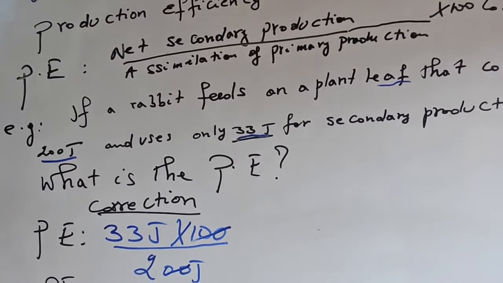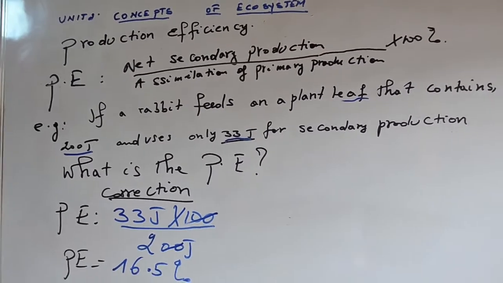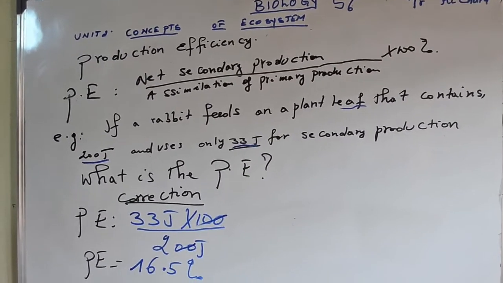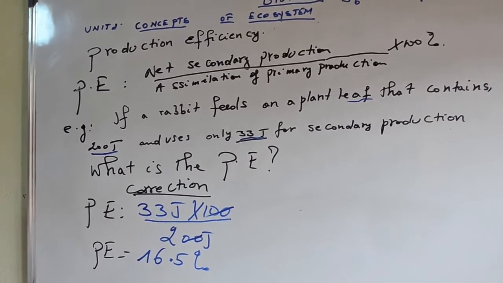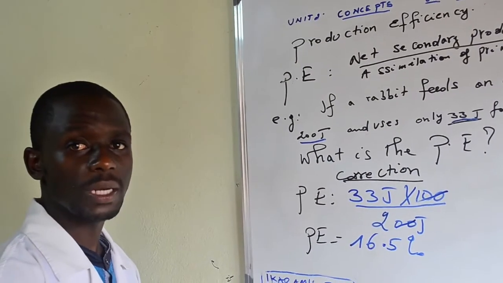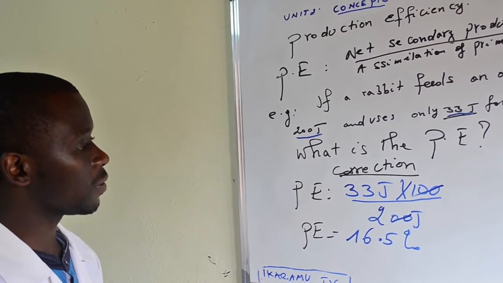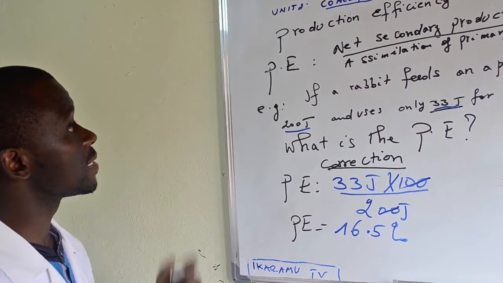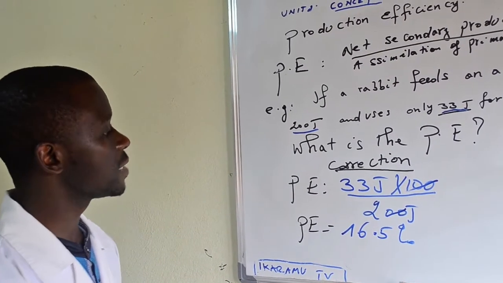Dear students, this is how we calculate the production efficiency. We also saw how we calculate the net primary production, net secondary production, gross primary production, and gross secondary production. So dear students, this is it for the second unit, concept of ecosystem.